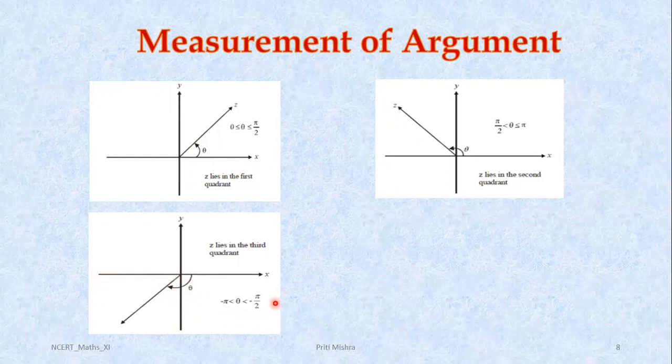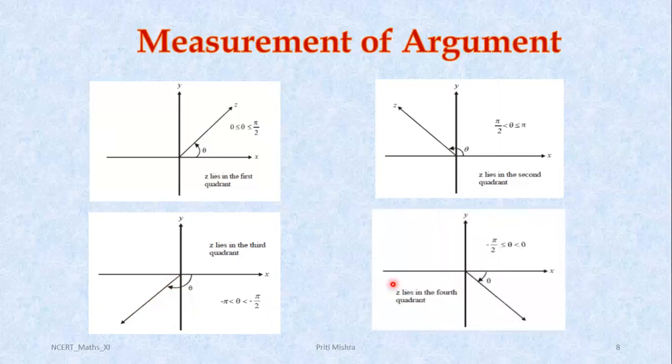So if theta is lying between minus pi by 2 and minus pi, it means it is lying somewhere in the third quadrant. In the third quadrant, but we are measuring it in clockwise direction. So here we are having angle theta from this direction, means in clockwise direction from the positive x-axis, and our complex number will lie in the third quadrant.